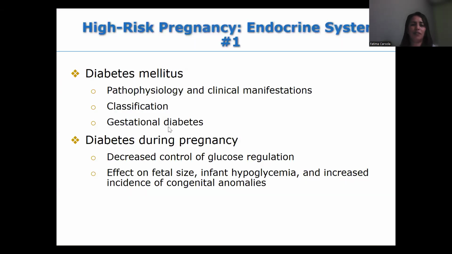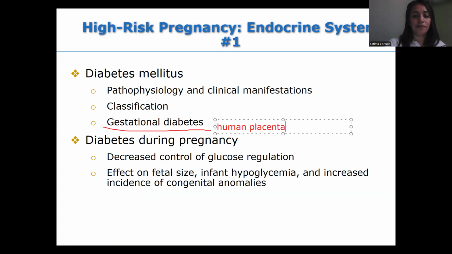For diabetes mellitus: pathophysiology and clinical manifestations, classifications, or gestational diabetes. So let me just give you a picture of what is diabetes during pregnancy. When we say diabetes during pregnancy, this is what you call gestational diabetes, and it is due to human placental lactogen. Your HPL is a hormone that is regulated during early pregnancy for the purposes of breastfeeding.